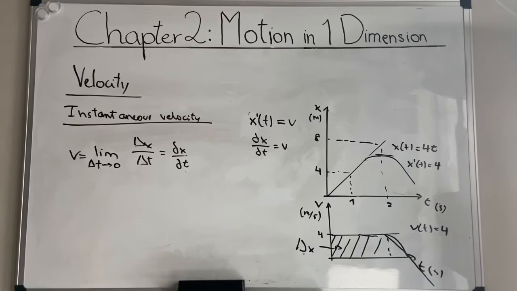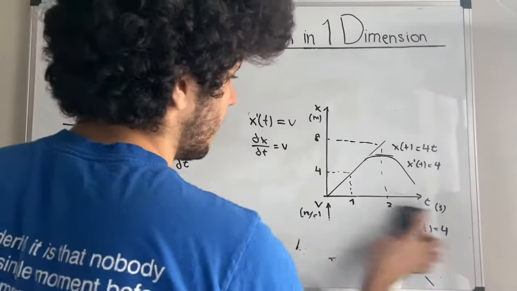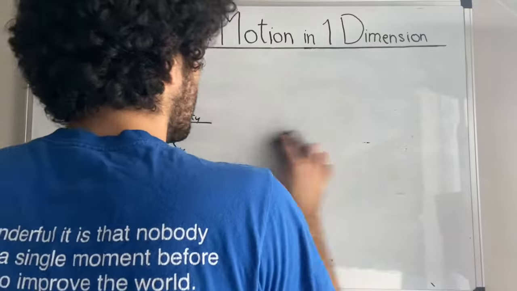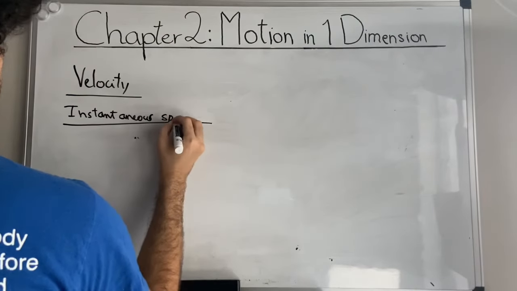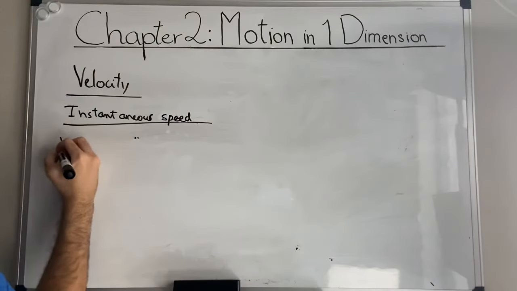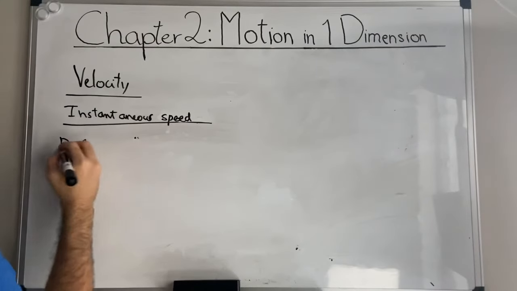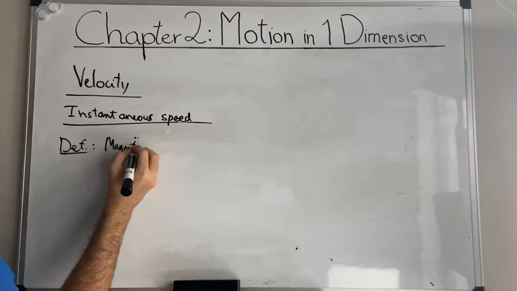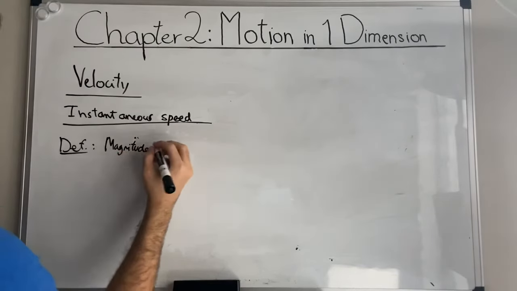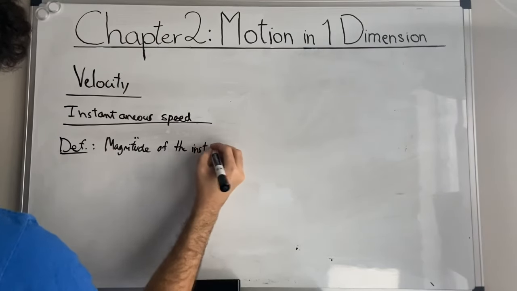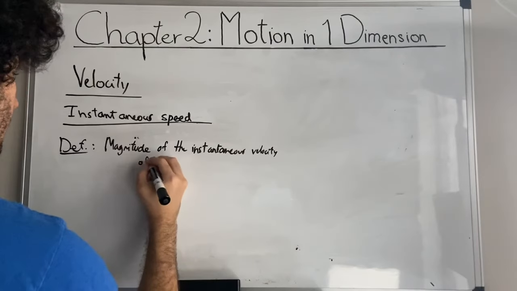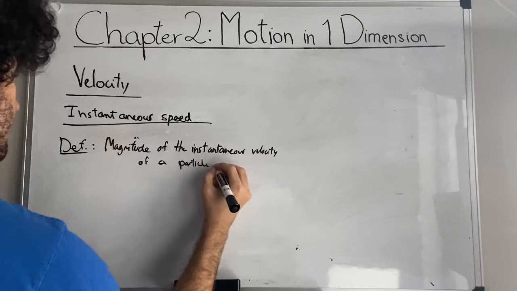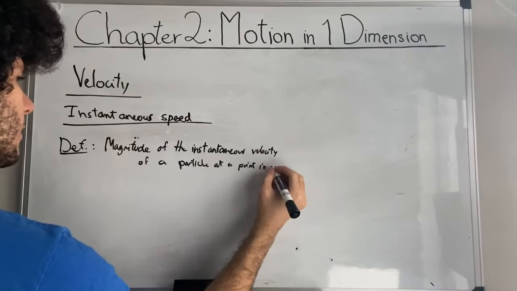Okay, next we're going to go over quickly the instantaneous speed, which is the magnitude of the instantaneous velocity of a particle at a point in time.